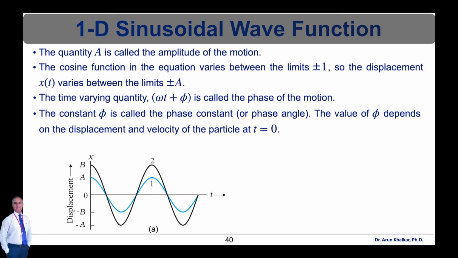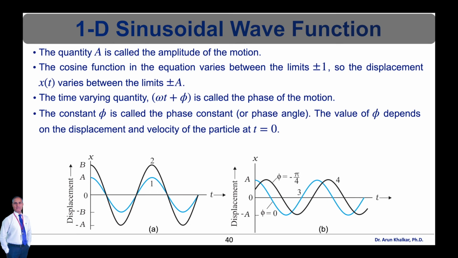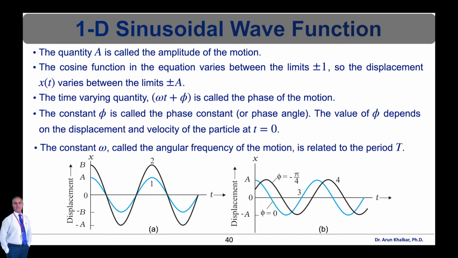The value of phi depends on the displacement and the velocity of the particle at small t equal to 0. This can be understood better by considering figure B. In this figure, the curves 3 and 4 represent plots of the equation for two values of the phase constant phi. It can be seen that the phase constant signifies the initial conditions. The constant omega, called the angular frequency of the motion, is related to the period capital T.